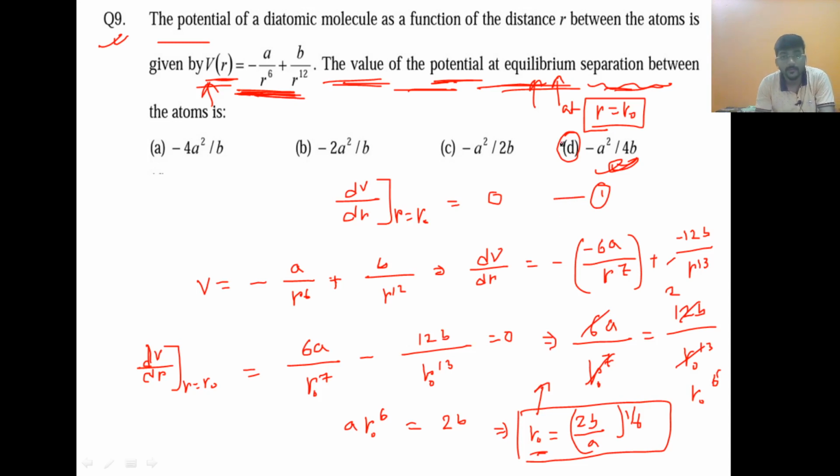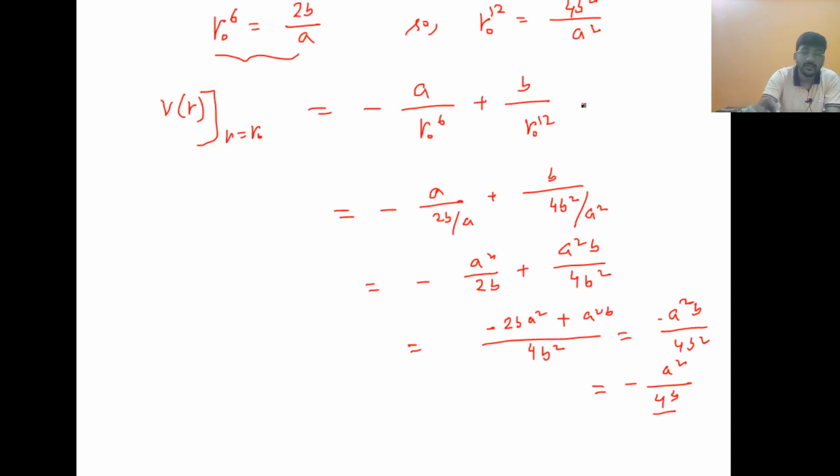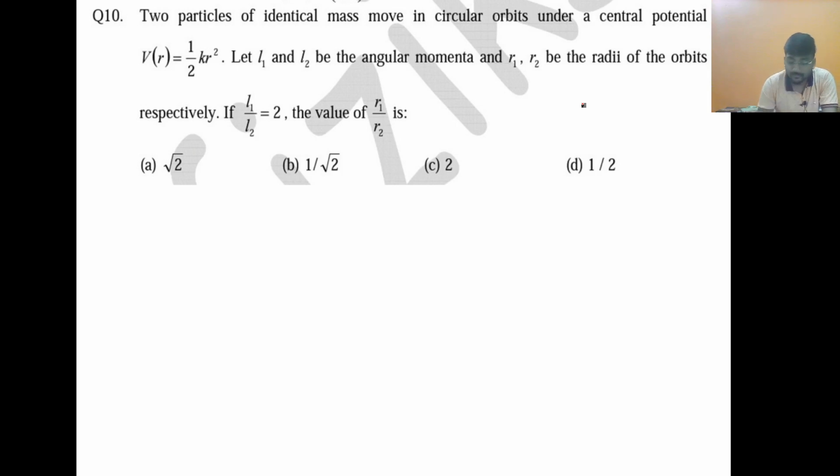Yes, option D. Now let me move to the next question. This is the question. Two particles of identical mass move in circular orbits under central potential V of r is equal to 1 over 2 k r square, circular orbit. Let L1 and L2 be the angular momenta and R1, R2 be the radius of the orbits respectively. If L1 divided by L2 is equal to 2, then the value of R1 divided by R2. So the ratio of R1 and R2 we need to find out.